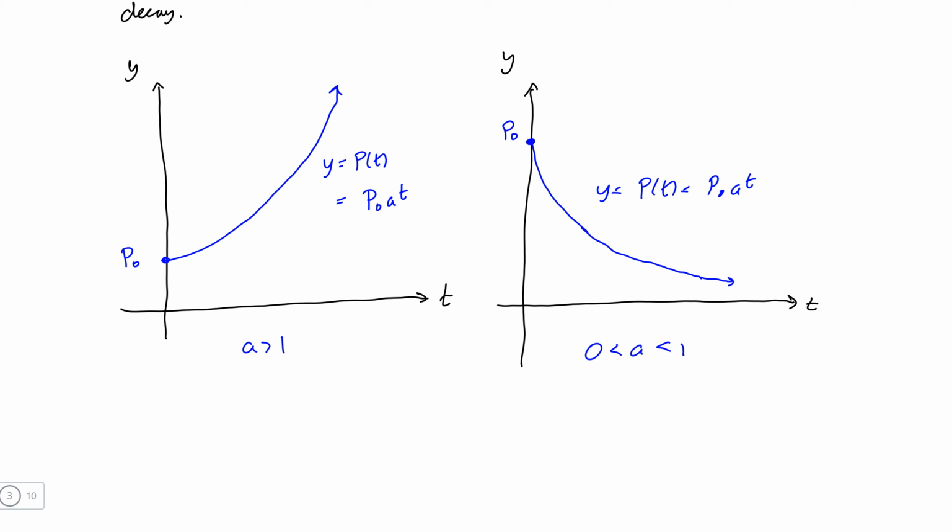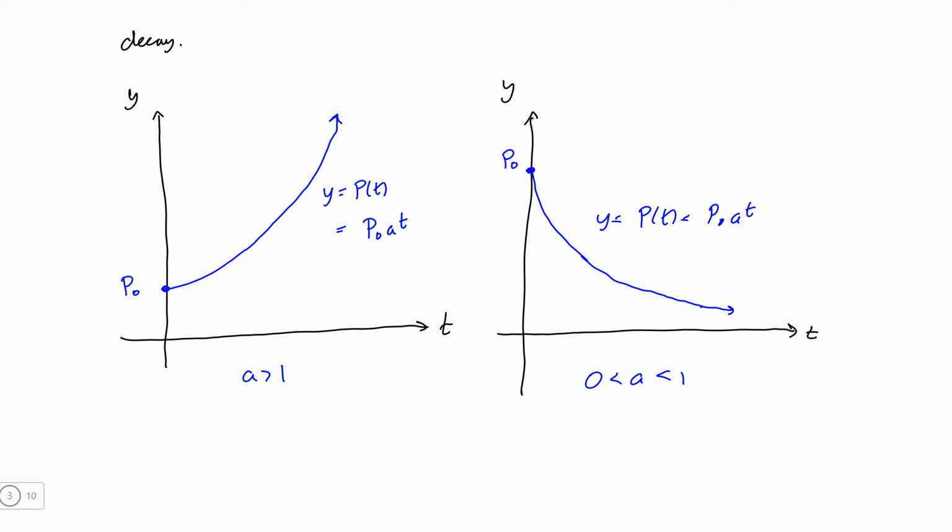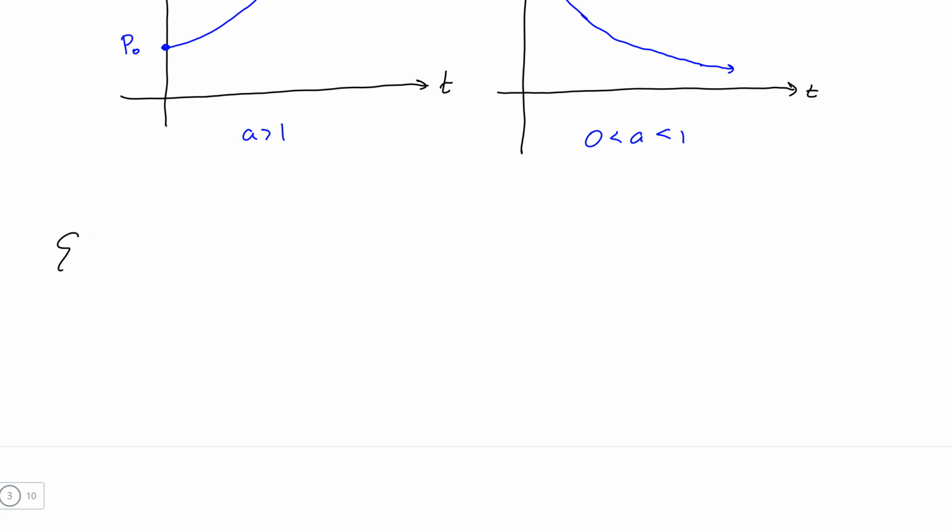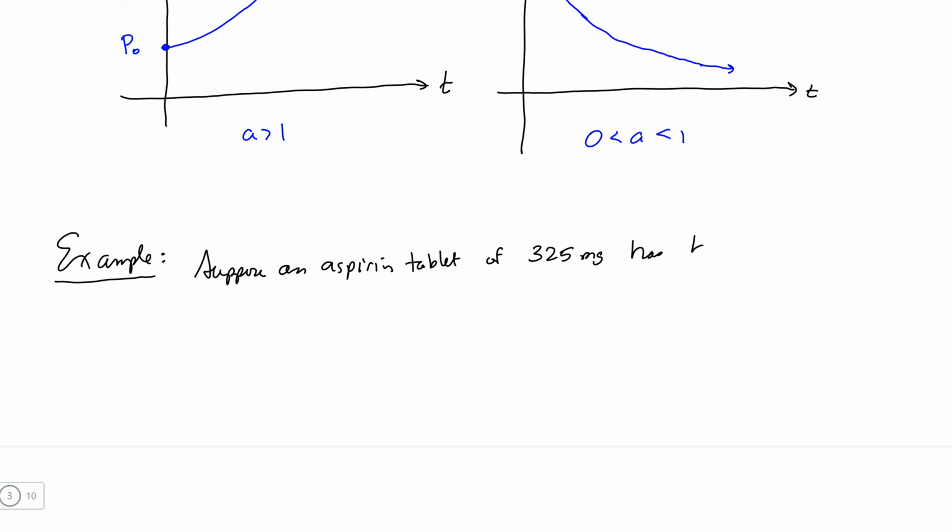So let's look at some more examples now of exponential growth and decay. So let's start with one with decay. Okay, so suppose an aspirin tablet of 325 milligrams has a half-life of 20 minutes. So what does half-life mean? Half-life means that's how long it'll take for half of it to be gone.